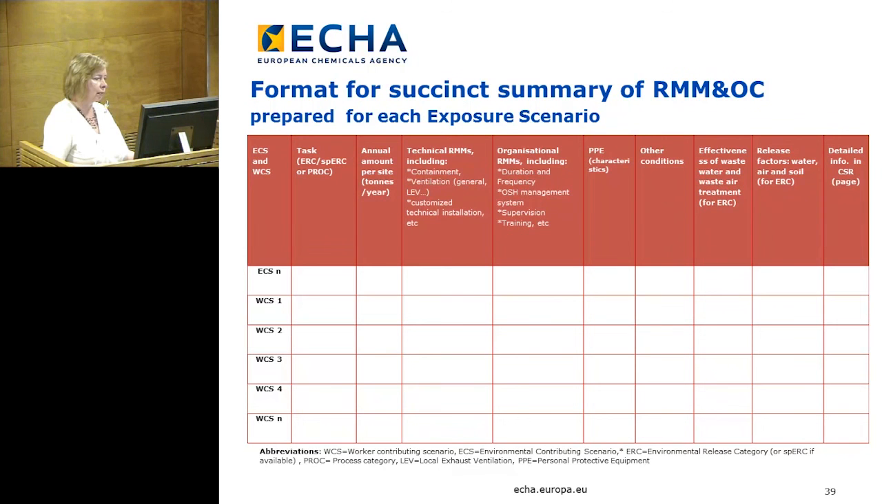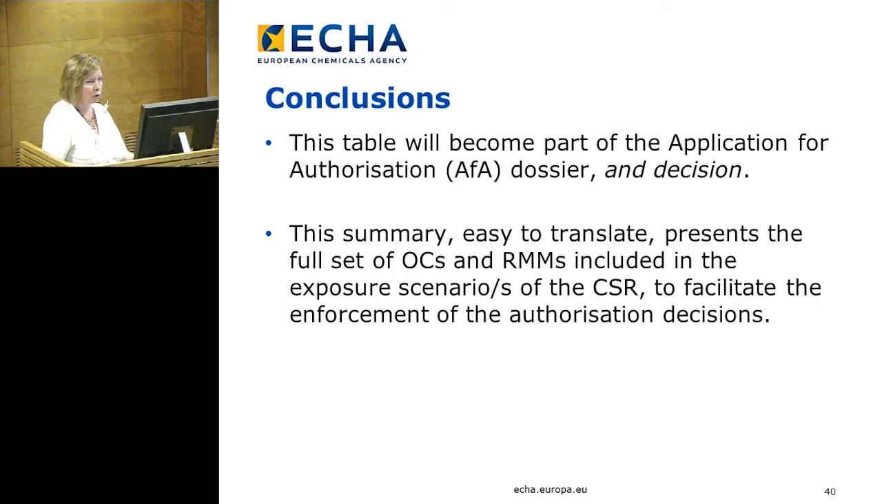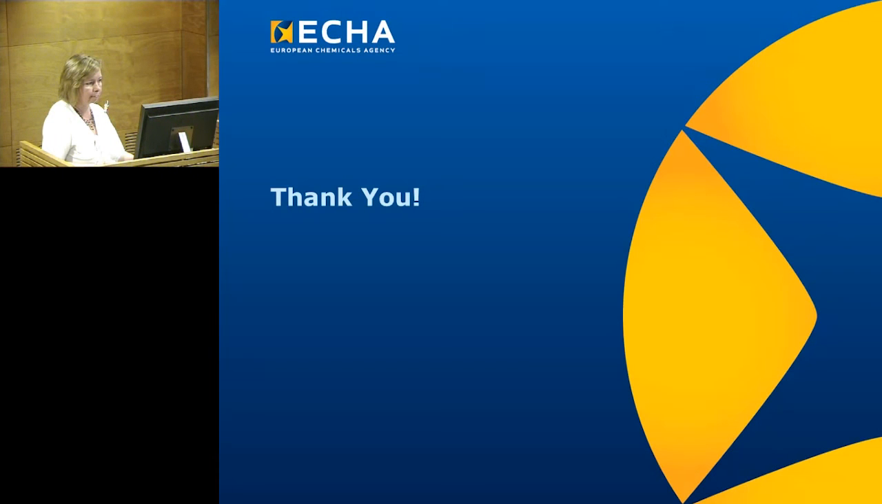So we have here the task identifiers, the tonnages, the risk management measures, both technical and organizational. We have the personal protective equipment and other conditions, and the same type of information for the environment as well, but also the reference to the CSR. So this table will become a part of the authorization application and part of the dossier itself, but it will also be included in the decision from the Commission. So this summary, as being easy to translate, presenting the full set of operational conditions and risk management measures included in the exposure scenarios, would be used by the national enforcement authorities to facilitate the decision-making and authorization enforcement. Thank you very much.